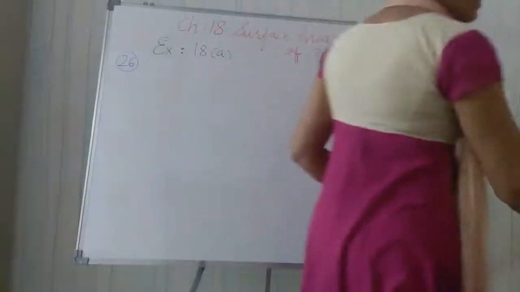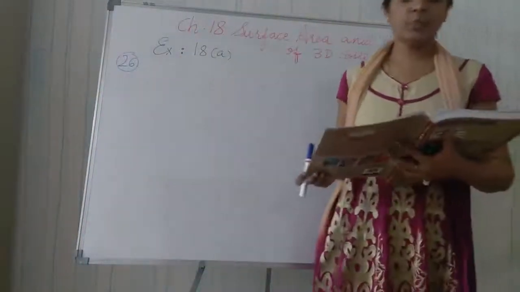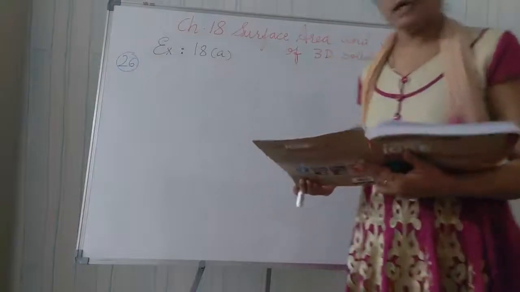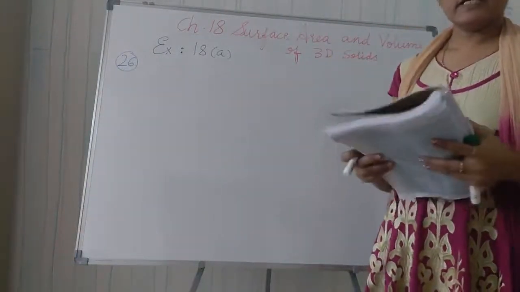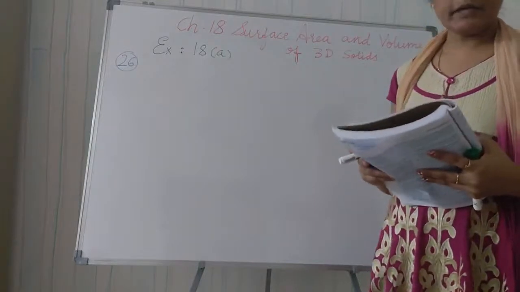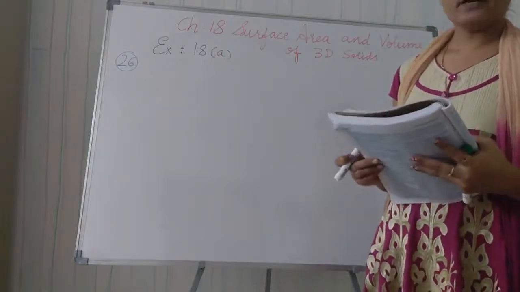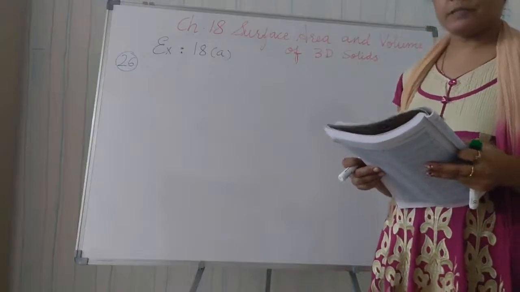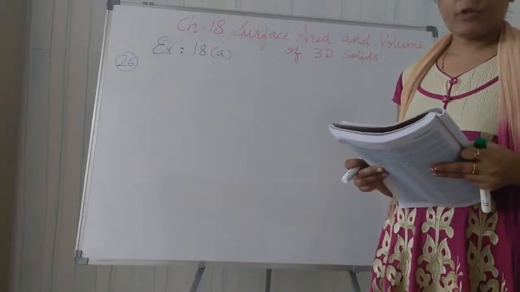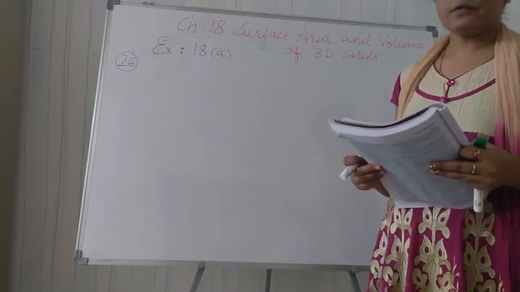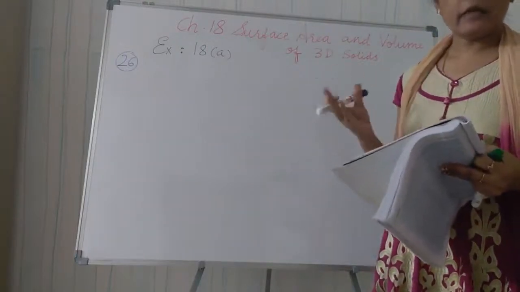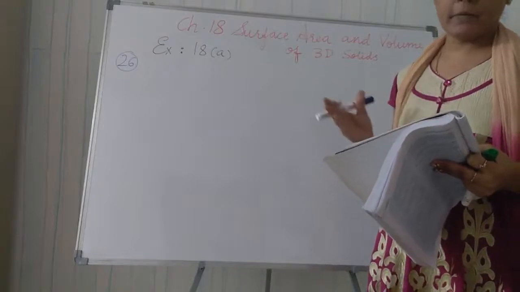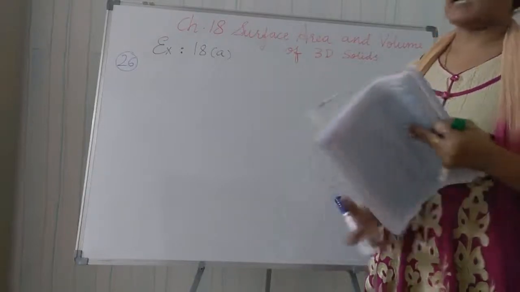Now let us start question number 26. See the 26 number question. 50 students sit in a classroom. Each student requires 9 meter square on floor and 108 meter cube in space. So that is the floor area and the air space, meaning air volume. If the length of the room is 25 meter, find its breadth and height.